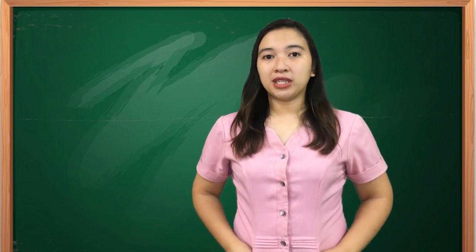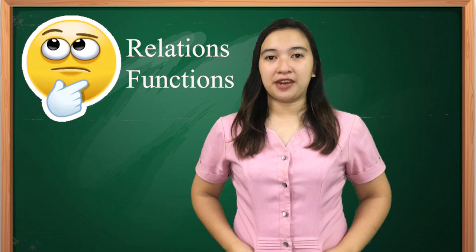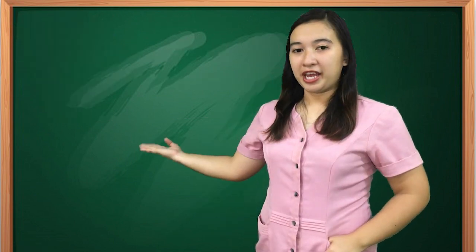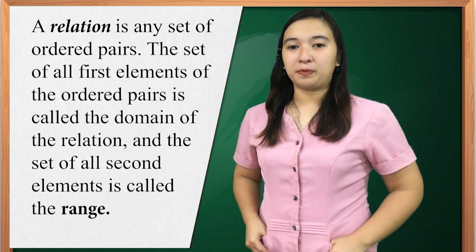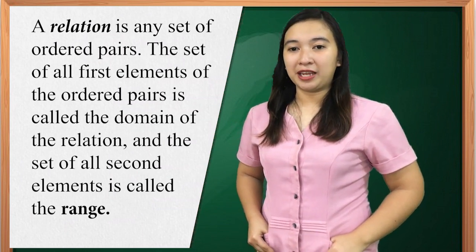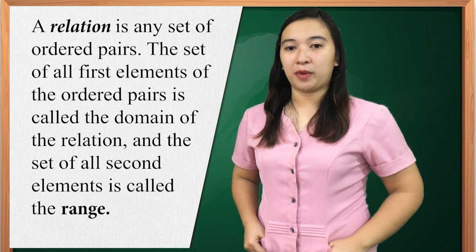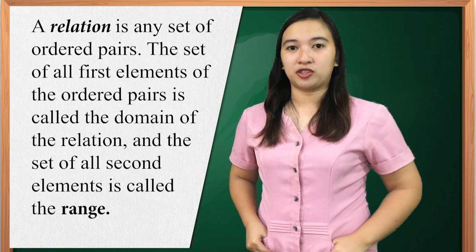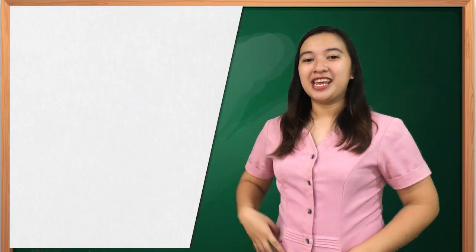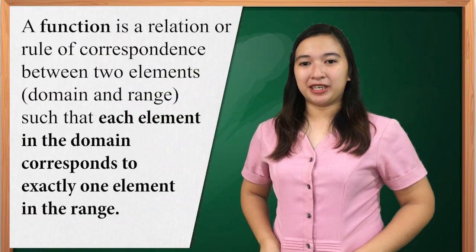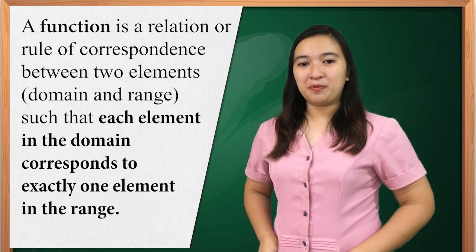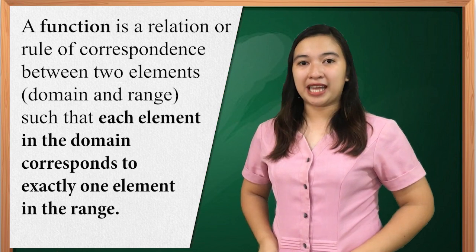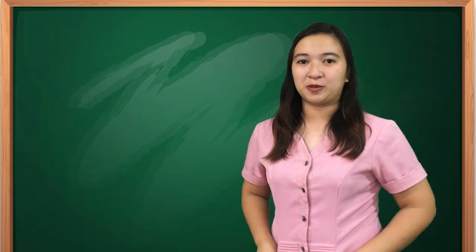What have you remembered about relation and function? A relation is any set of ordered pairs. The set of all first elements of the ordered pairs is called the domain of the relation, and the set of all second elements is called the range. Well, a function is a relation or rule of correspondence between two elements, the domain and range, such that each element in the domain corresponds to exactly one element in the range.